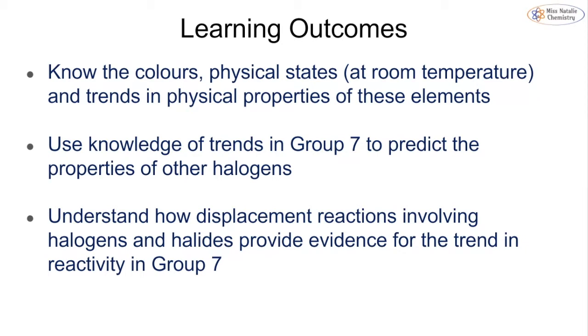of group 7. You should then be able to use these trends to predict the properties of other halogens, and also how displacement reactions involving halogens and halides provide evidence for the trend in reactivity.